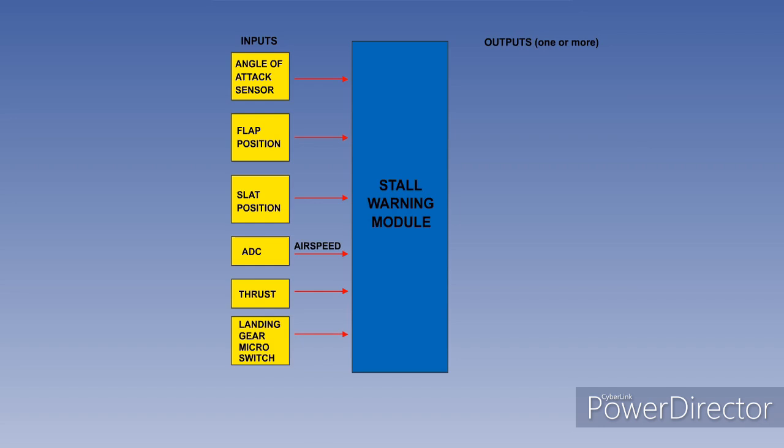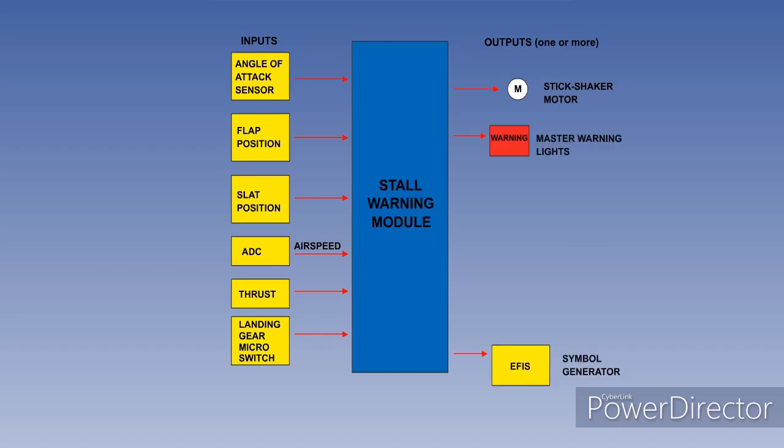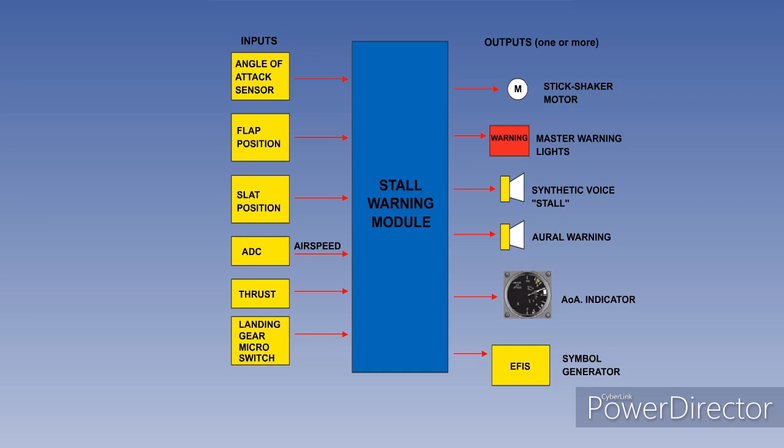The stall warning system is inhibited on the ground, and so we need an input from the weight on wheels microswitch. We will now look at the outputs from the stall warning module, and as already stated, aeroplanes will have a combination of indications. First is the stick shaker motor, which is fitted to more traditional aeroplanes. Then we have visual warnings, which come as master warning lights, and written warnings on electronic screens, and audible warnings in the form of synthetic voices and oral warnings. We also have an output to the angle of attack indicator. There is also a test facility, which can only be used on the ground to test the system.